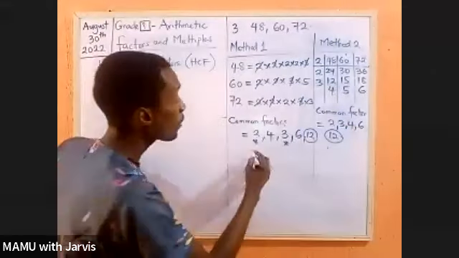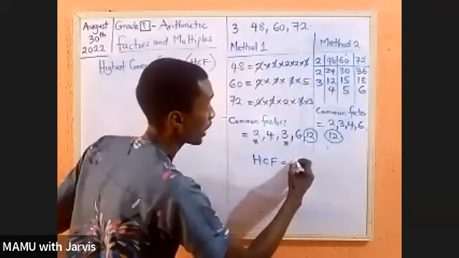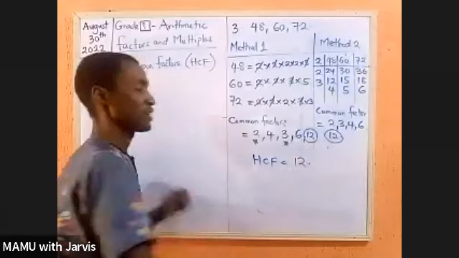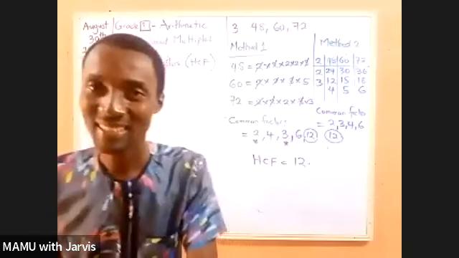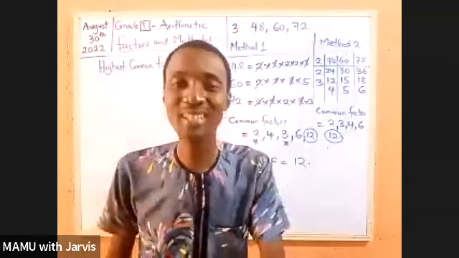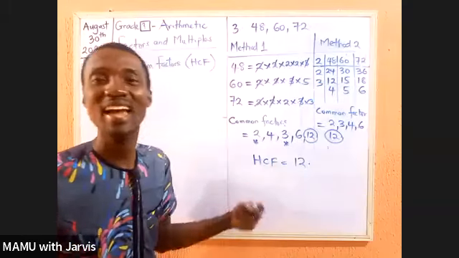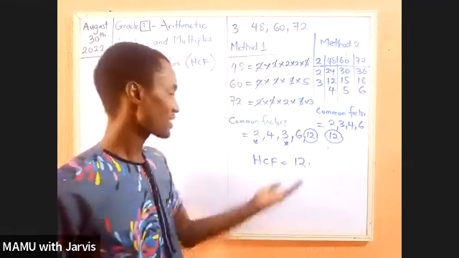So from here, we can now say the HCF is equal to what? Among the common factors given, the HCF will now be 12. So the highest common factor, the best student in the class, the most outstanding mathematician in the class, is what we regard as the highest common factor. So the best of the best.